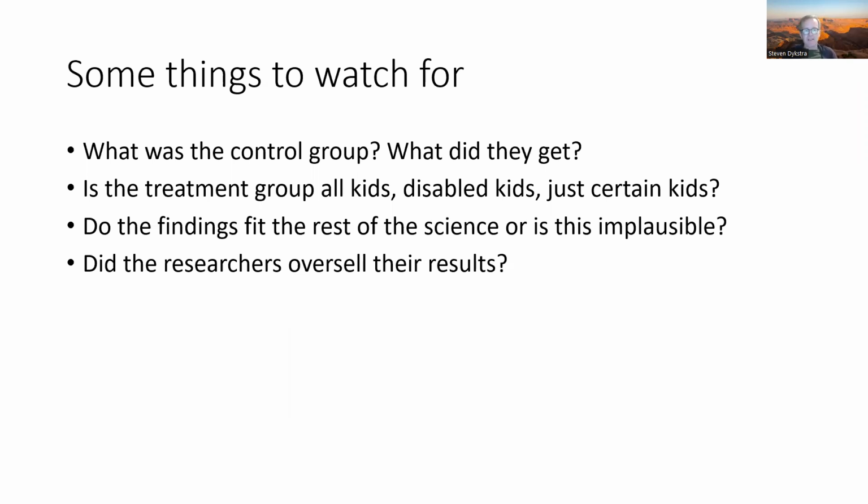And then you have to ask yourself, do the findings fit the rest of the science, or is this implausible? Does the finding fit the rest of the science? I know they got results, they're telling me they got results, but is this really plausible? Does reading work this way? Does this fit with the rest of what I know about the science?